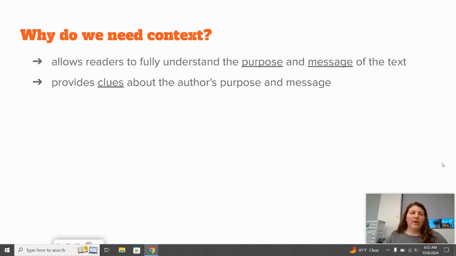Let's talk about why we need context. Why are we spending the time getting this background information? Having that context allows readers to fully understand the purpose and the message of a text, and it provides clues about what the author's purpose and message might be.